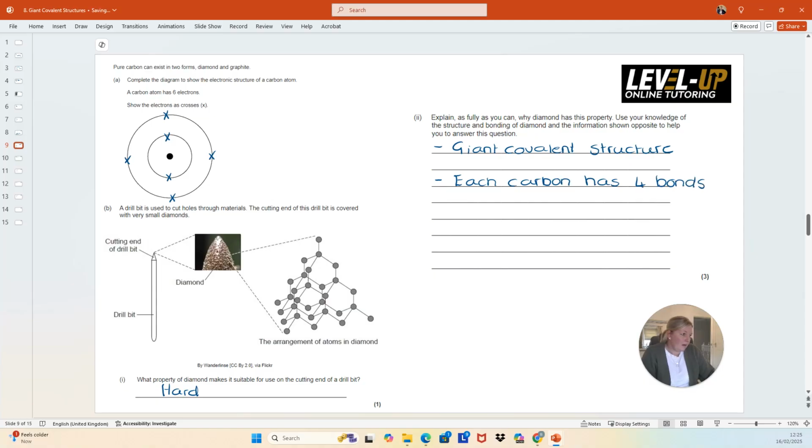And we're just going to back ourselves up and say that these bonds are covalent bonds. And remember, don't worry if you've put them in a different order or anything like that. Whatever makes sense to you, these are the key points that the examiner will be looking for. So here we're identifying that it's made of covalent bonds, each carbon's got 4 of them, and we've got a giant structure, and therefore that all combined, the number of strong covalent bonds we've got means that that substance is hard.